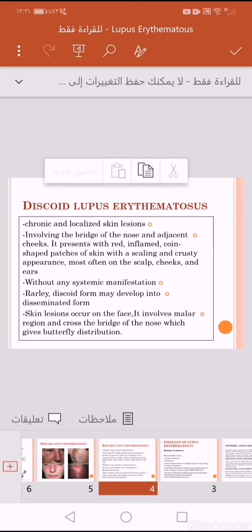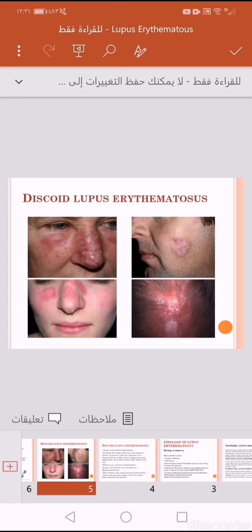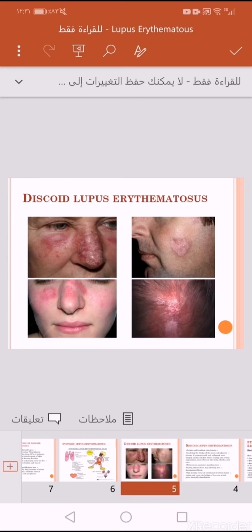Rarely, the discoid form may develop into the disseminated form. It is rare that it develops and becomes the systemic form. Skin lesions occur on the face. It involves the malar region and crosses the bridge of the nose, which gives a butterfly distribution as we said. Here the pictures illustrate this. Here on the right is a coin-like lesion. Here is the butterfly appearance. Here is the lesion on the scalp. May also cause hair loss.